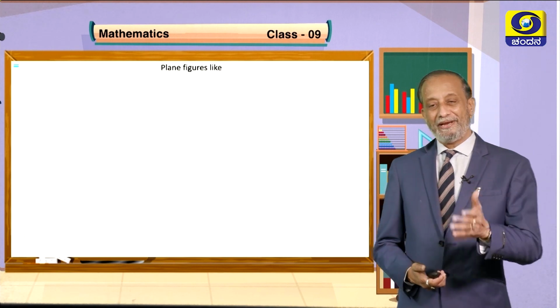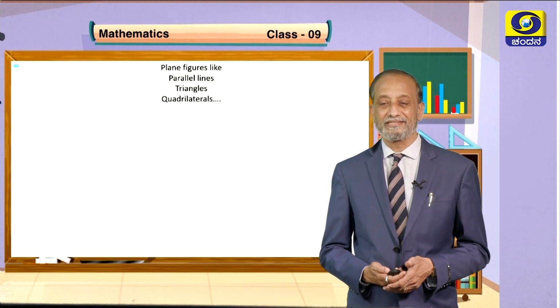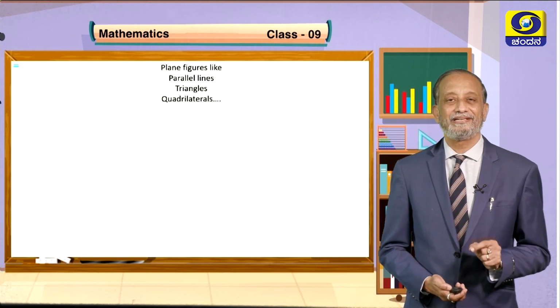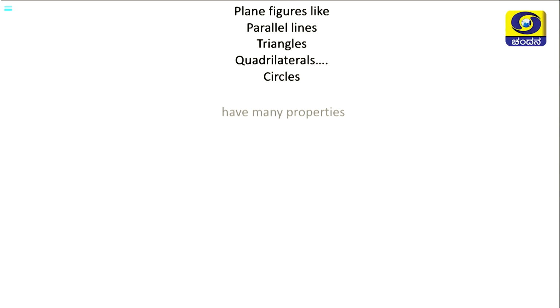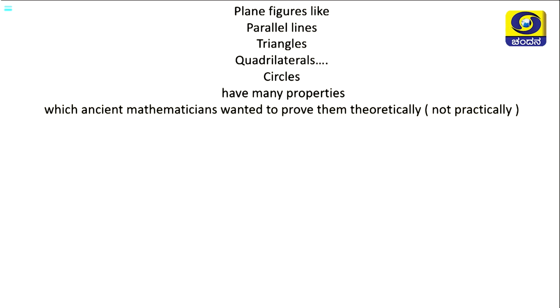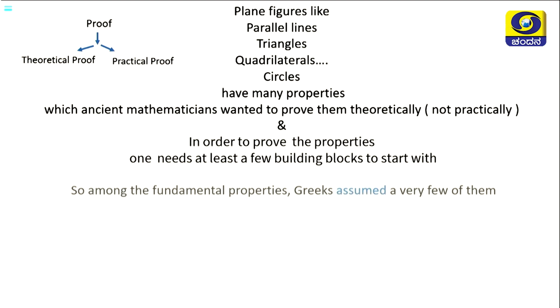Friends, plane figures like parallel lines, triangles, quadrilaterals. In quadrilaterals we have got parallelograms, non-parallelograms, and finally coming to circles have many interesting properties which ancient mathematicians wanted to prove theoretically and not practically. And you know what is needed for all this? So, in order to prove the properties, one needs at least a few building blocks to start with.